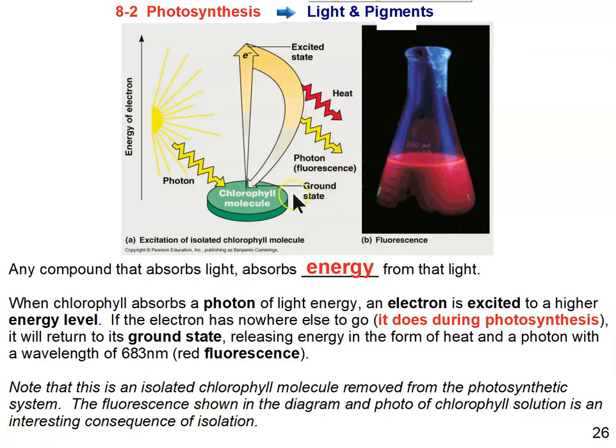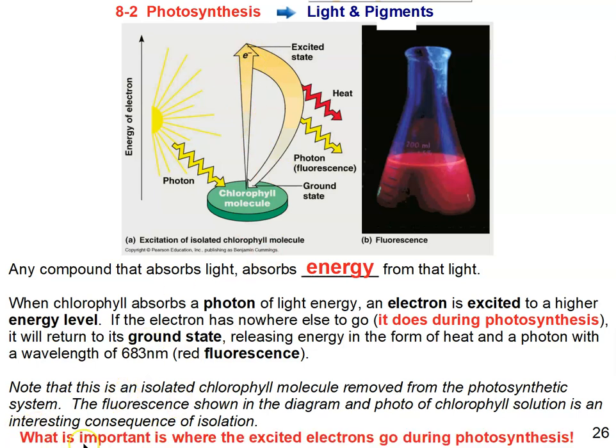So this is just a curious behavior of isolated chlorophyll, but it shows how chlorophyll is able to absorb energy and release energy. And these electrons are what's important in photosynthesis, because, as I already mentioned, photosynthesis is electric. So what's important is where the excited electrons go during photosynthesis, right? So that's what we're going to look at next.